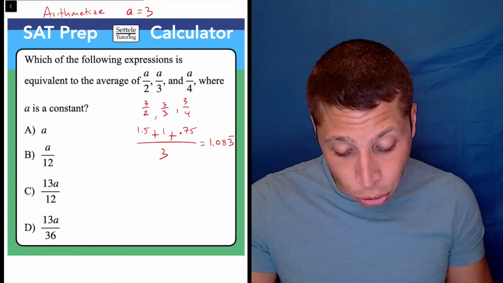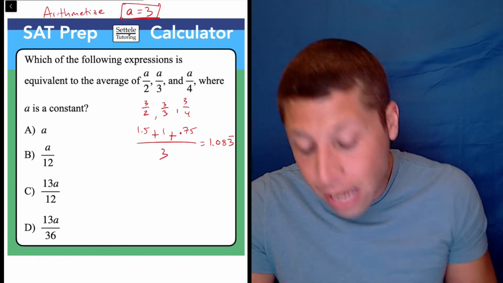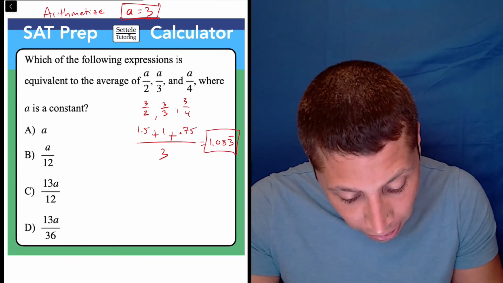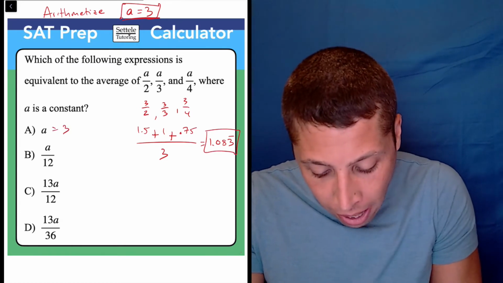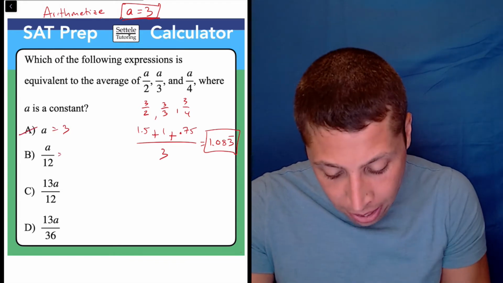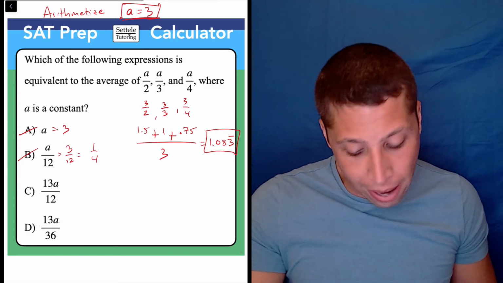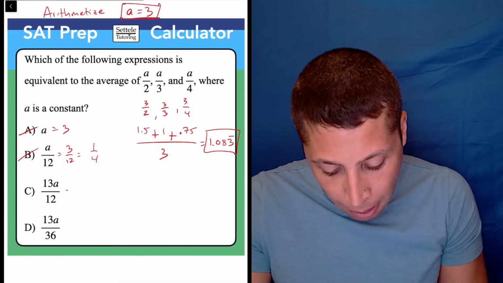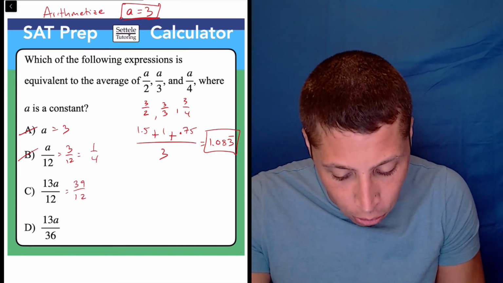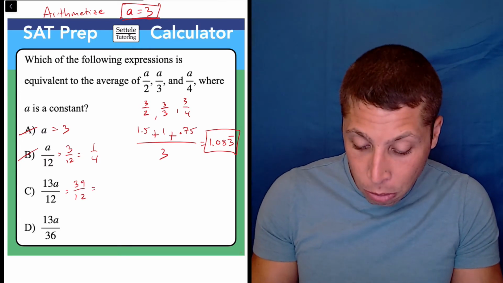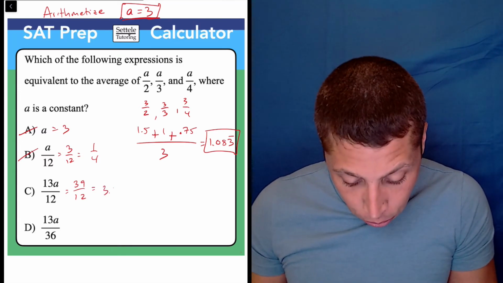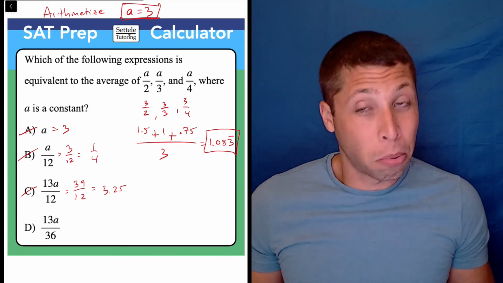Now I just go to my answer choices, I plug that same a equals 3 in, and I'm looking to find that same number. Okay, so here obviously we don't have that. 3 is not that. 3 over 12, I could use my calculator, but that's 1/4, that's 0.25, so that's not going to work. 13 times 3, well, that's going to be 39 over 12. That I am going to use my calculator for. That gives me 3.25, so it's probably D.